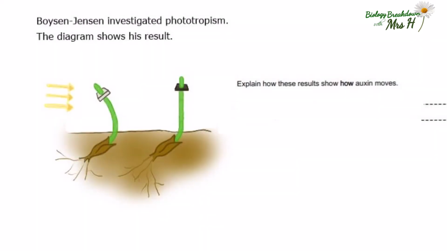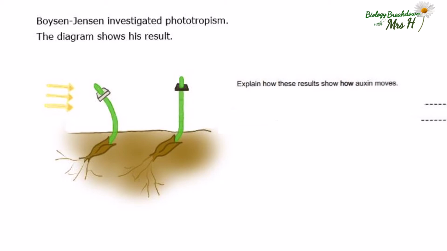In 1913, Boyce and Jensen also investigated phototropism. The diagram shows his results. So we can see here we've got two shoots. They've had their tips cut off and then they've had their tips stuck back on.